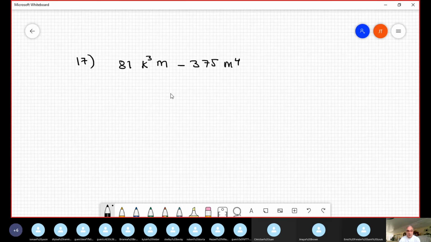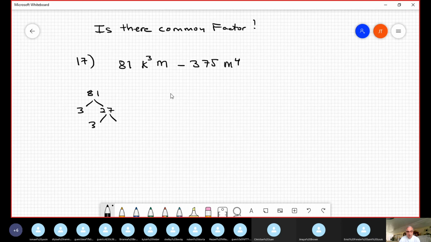I repeat the same question. Is there a common factor? I have no idea. Okay, 81 is divisible not by 2, but by 3. It's 27, and by 3 is 9. 375 is divisible, I suppose, by 3.